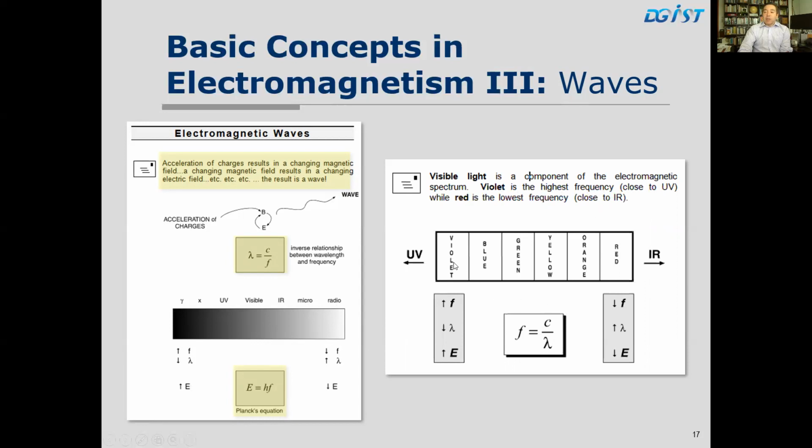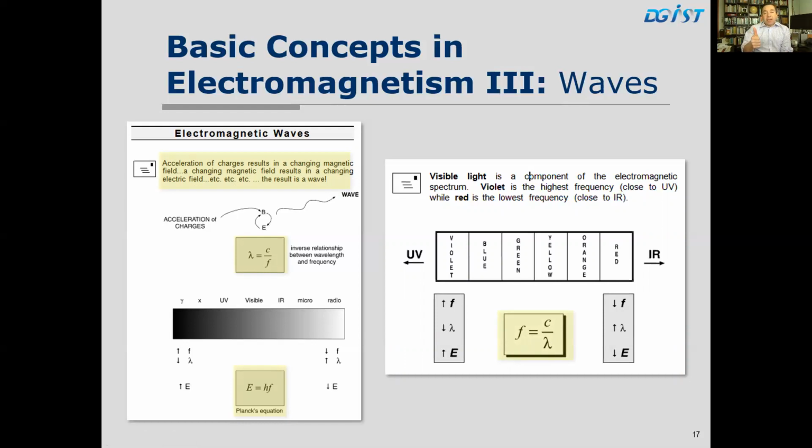So again, violet radiation or violet light, close to ultraviolet, has a high frequency, a short wavelength, and a high energy, relatively speaking, again dictated by this inverse equation. And red light has a low frequency and a long wavelength, again dictated by this equation.